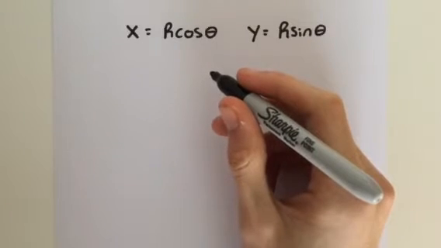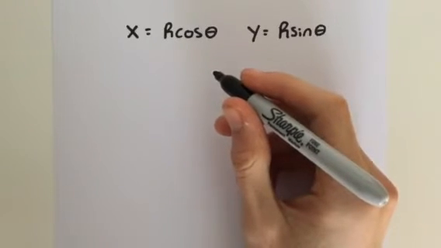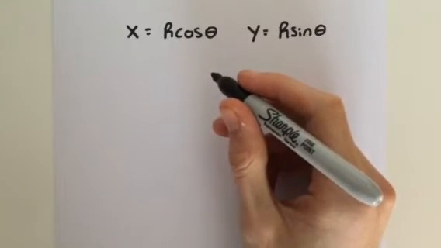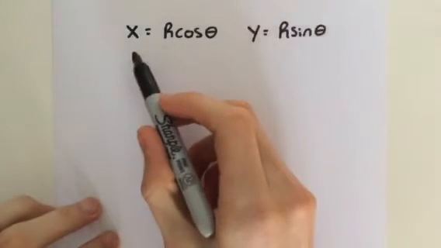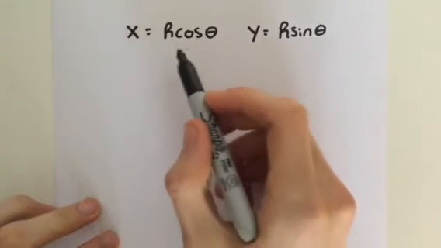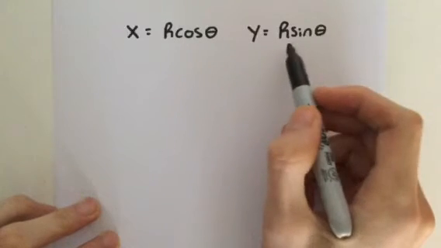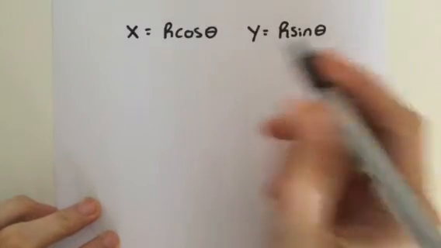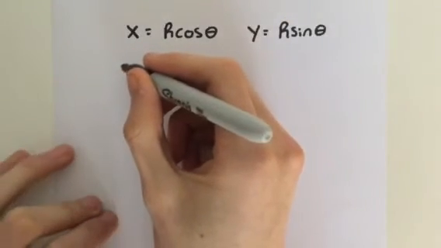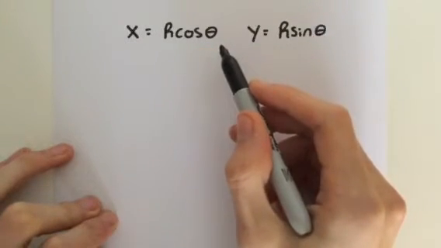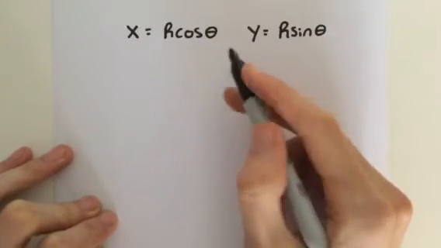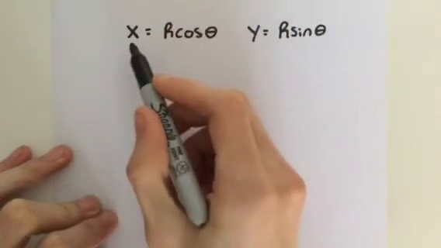Hello. Today we are going to compute the Lagrangian for a particle in circular motion. So given by these coordinates, x equals r cosine theta and y equals r sine theta, where r is the radius. So assuming that theta varies with time, we can compute the velocities simply by taking the time derivative.